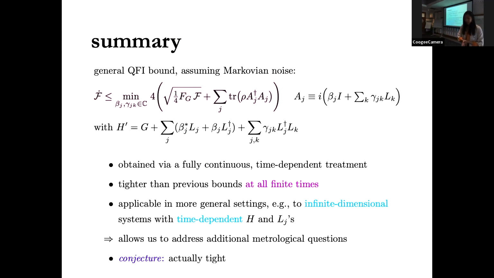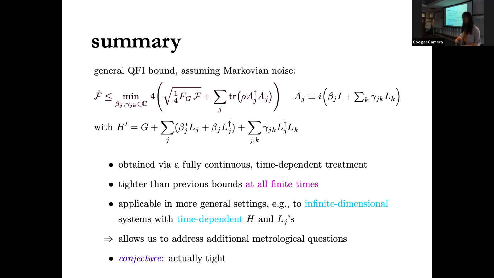Okay, so to summarize, we've derived a general bound on the quantum Fisher information for systems that can be modeled by Markovian master equations. And here, this bound is phrased in terms of the time derivative of the QFI, but you can always integrate it up in whatever setting you like to get a bound on the QFI itself. And we obtained this bound using a more streamlined approach that enabled a fully continuous time-dependent treatment, rather than relying on discretizing the time evolution into identical steps and analyzing each step in the same way, as done in previous work. This led to tighter bounds that are also more broadly applicable.